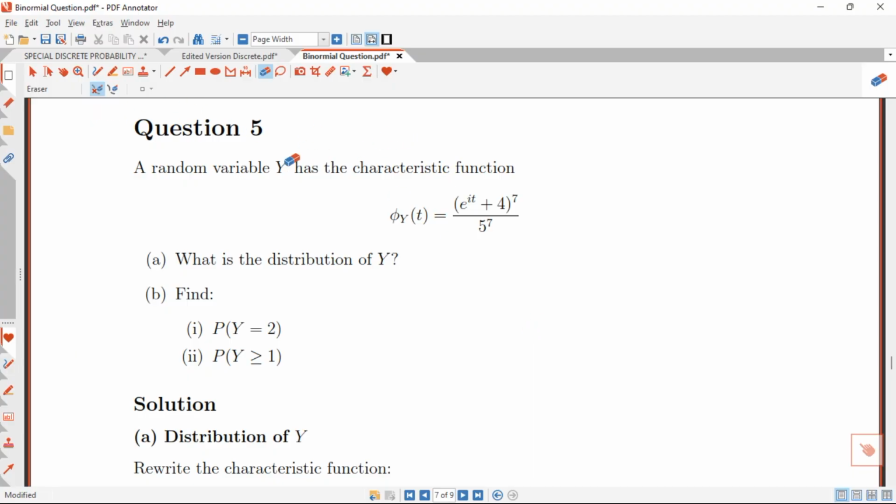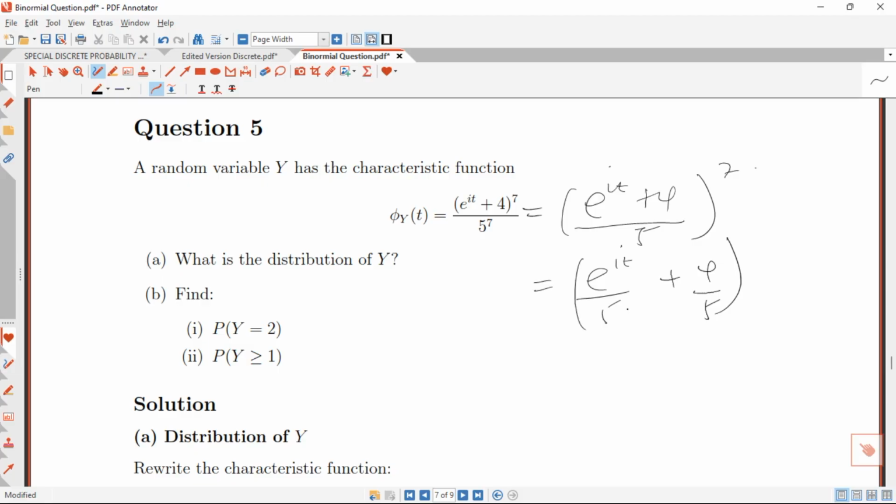And then question 5 says a random variable y has a characteristic function. This is a characteristic function for the random variable y, and we have been asked to describe the distribution of y. Okay, and then we know that this can be written as e raised to the power it, all divided by 5, plus 4 divided by 5, all raised to the power 7. And then this can be further written as (e raised to the power it divided by 5 plus 4 divided by 5) all raised to the power 7.